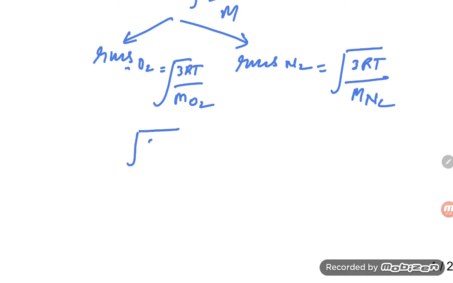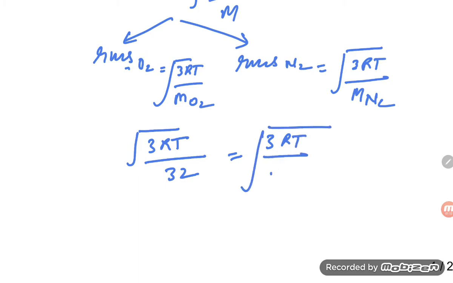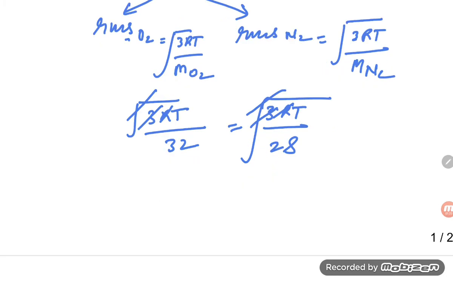So we are writing 3RT upon M of O2, meaning molar mass of oxygen, 32, and here 3RT and molar mass of nitrogen is 28, right students? See, so RT and RT cancel out, 3 cancels out, R cancels out. Temperatures are different, given student. T by 32 is equal to T by 28.